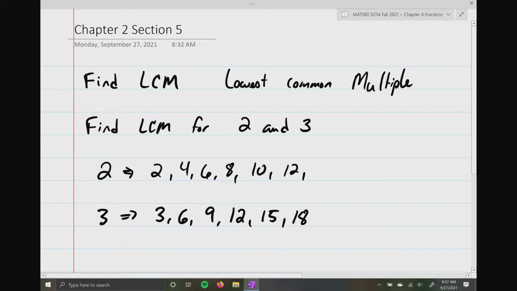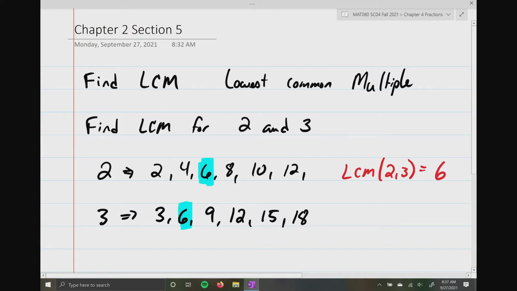Now, when we talk about the lowest common multiple, we're looking for the smallest number that both of these rosters have in common. And that would be the 6. So in this situation, the LCM for 2, 3 is going to equal 6.